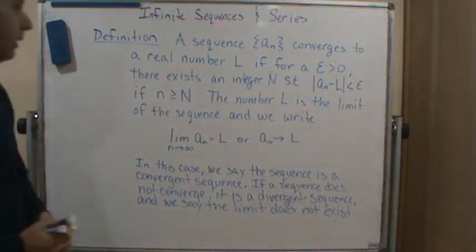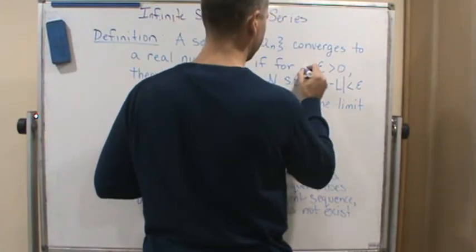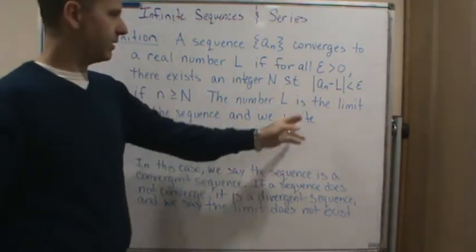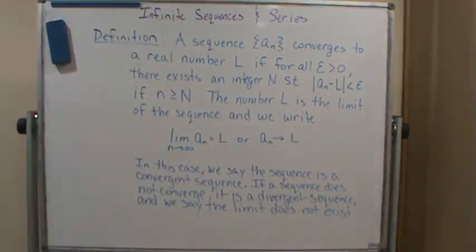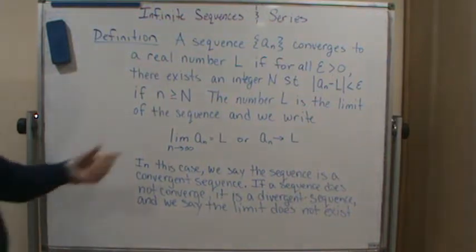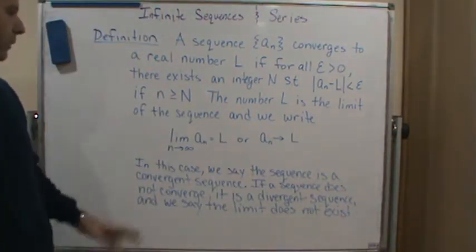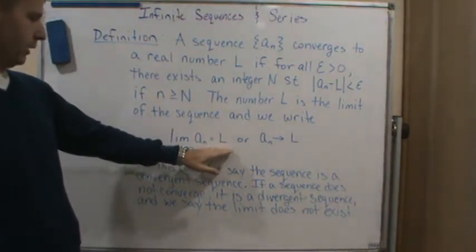For all, that should be all. For all epsilon greater than 0, there exists an integer N such that the absolute value of the difference between a sub n and L is less than epsilon if n is greater than or equal to N. The number L is the limit of the sequence, and we write the limit as n approaches infinity of a sub n equals L.